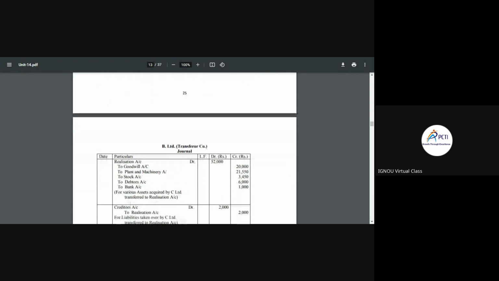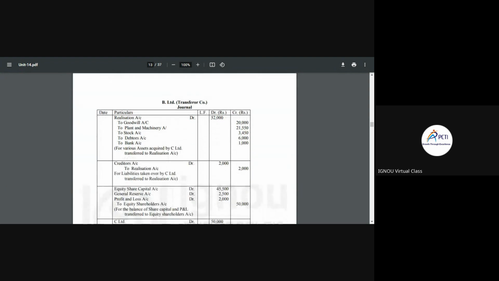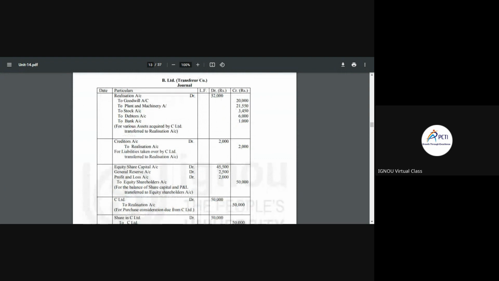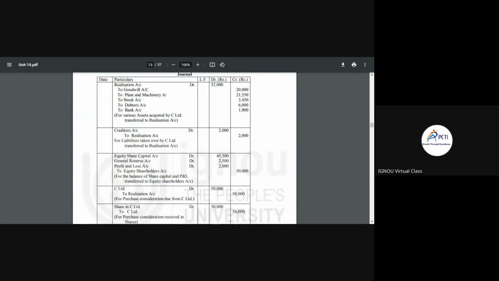When we need to pass the general entry in B Limited, that will be the transferor company. So the entry will be realization account debit to all its assets like goodwill, plant and machinery, stock, debtors, bank, and the amount will be the book value which is given in the question. Next one is creditors to realization, as we have only one liability in this. So we have shown only the one liability to realization account.